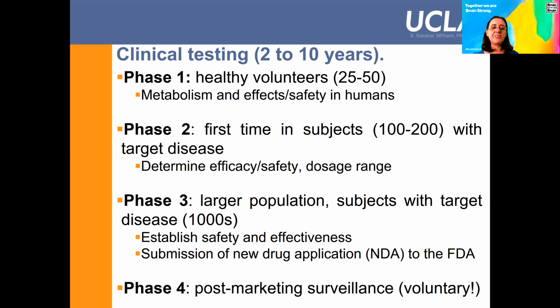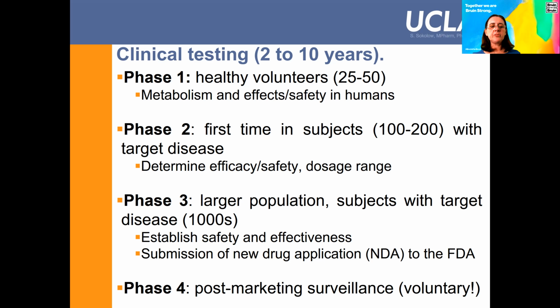And then phase 4, which is voluntary, is the post-marketing surveillance. So once a drug has passed phase 1, 2, and 3, the pharmaceutical company submits a new drug application, the NDA, to the FDA, and then the FDA will decide whether or not this drug will be on the market. As we've seen for COVID-19, the FDA has approved drugs for emergency use until they have more valid data to support full approval.